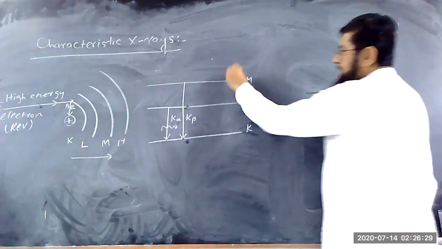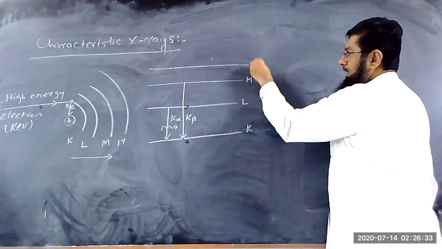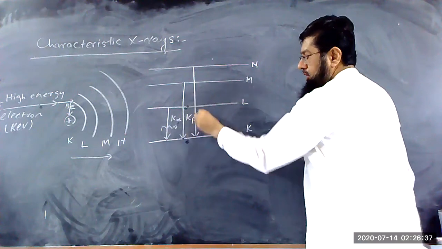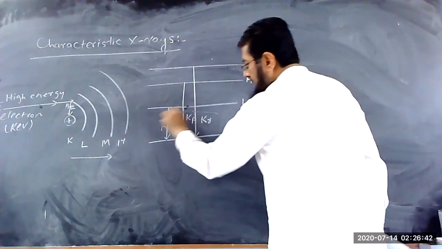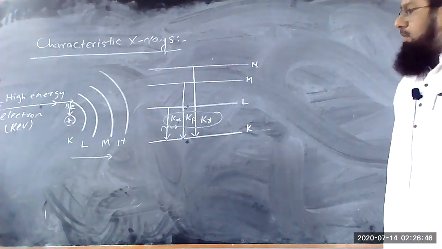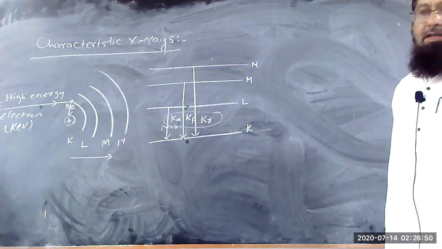If the deficiency is filled up by the N electron, the photon which is emitted out is the K gamma. So K alpha, K beta and K gamma are the series of X-rays which we call the K series.